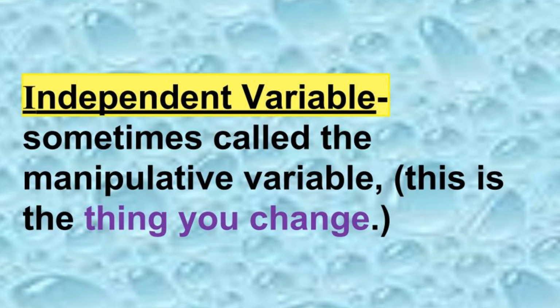Now, the thing that you change in an experiment, like we're changing the kind of liquid that we're giving these plants, the thing that we change, we call that the independent variable. The thing you change is called the independent variable. Please write that down. Sometimes called the manipulative variable. This is the thing you change.